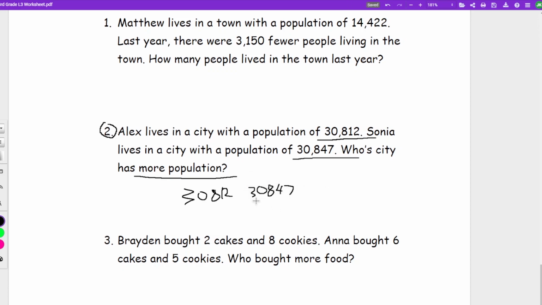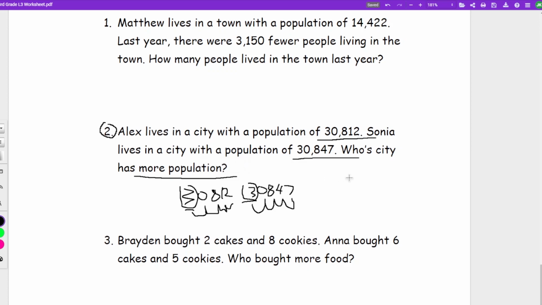And I'm going to look at their first number, which is 3 and 3, and I'm going to check that they are in the same spot. So ones, tens, hundreds, thousands, 10,000s. Ones, tens, hundreds, thousands, 10,000s. So we've checked that these numbers are in the same spot. They're both in the 10,000th place. And now we check to see which number is greater.